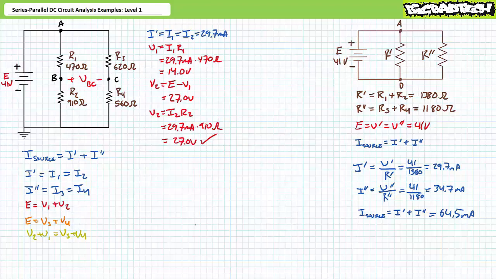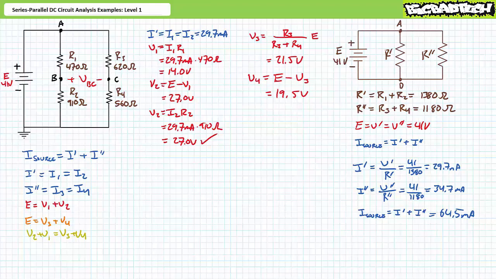Let's now examine voltage distribution within the I double prime path. We could use similar techniques. However, this is also a perfect setup for the voltage divider rule. From A to ground is a known differential of 41 volts, and R3 and R4 are known resistors. An application of the voltage divider rule demonstrates that V3 is 21.5 volts. An algebraic rearrangement of the Kirchhoff's voltage law equation solving for unknown voltage V4 demonstrates that V4 is the remaining 19.5 volts. As a means of checking our work, another application of Ohm's law similarly demonstrates that V4 is 19.5 volts. All we need to do now is determine nodal voltages.